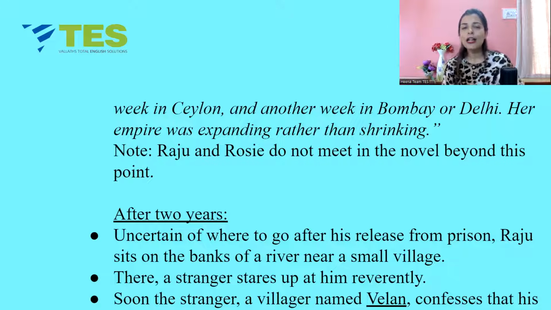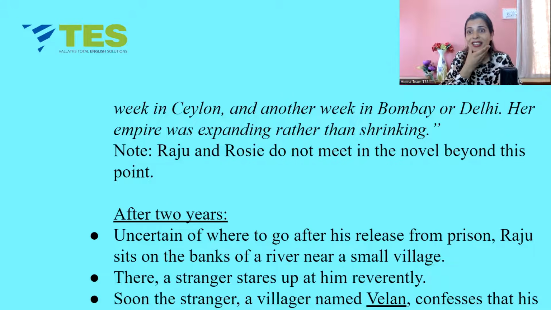Okay? 2 years are complete. It is time for Raju to get out of the jail. So after 2 years, what happens? Uncertain of where to go after his release from prison, Raju sits on the banks of a river near a small village. There, a stranger stares up at him reverently. A stranger is sitting who is looking at Raju like this.